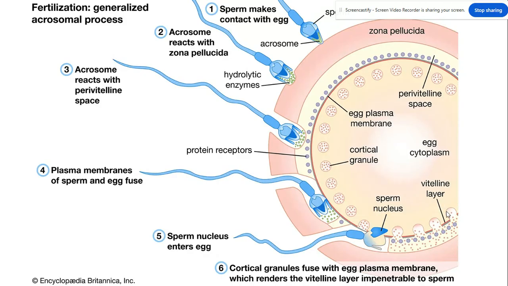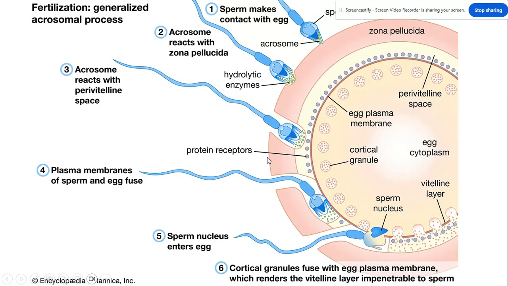This is the vitelline layer. This is the egg cytoplasm, usually jelly-like, floating. This is the perivitelline space. We saw that it was coming in, and there are hydrolytic enzymes right here trying to enter. This is the egg plasma membrane, this is a cortical granule, and this is the sperm nucleus coming in. Slowly there's going to be a fusion.